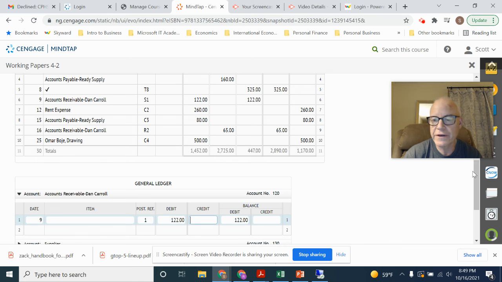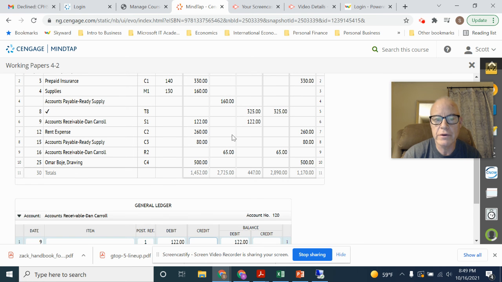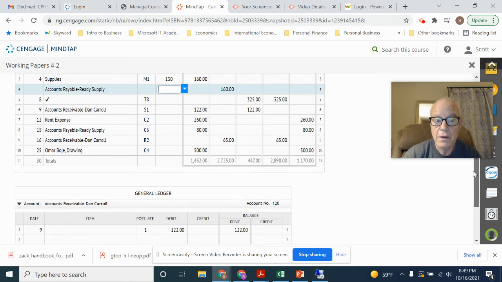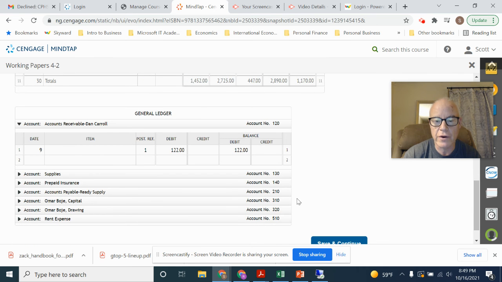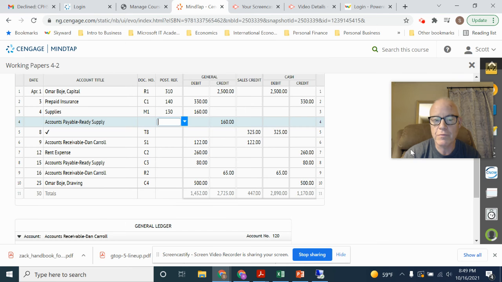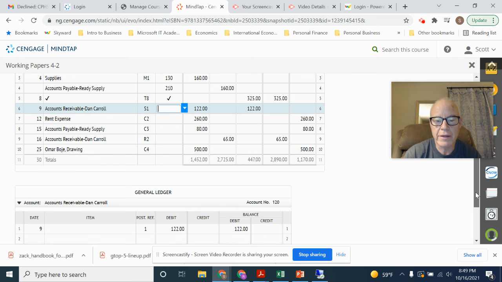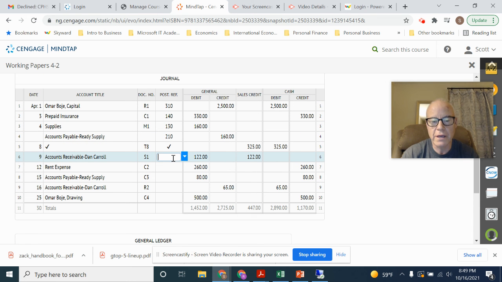Next, we paid rent expense on the 12th for $260. Oh, wait. Let's go back and put the right thing here. See, I need to keep track of me putting in the right things here, and I just skipped the last two, didn't I? I kind of got in a hurry. Reedy Supply, accounts payable, 210. You need to catch me on these things. 210. We can just put a check mark here, right? Because there's nothing to post there. Accounts receivable, Dan Carroll. Now that I'm back on track, 120.